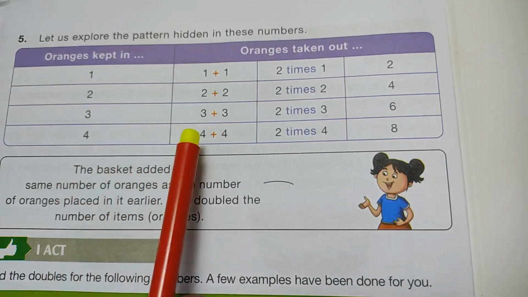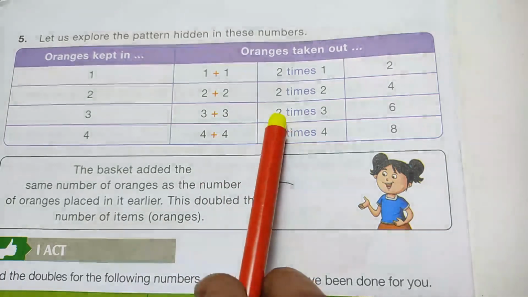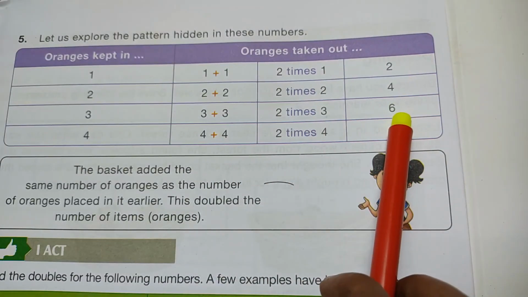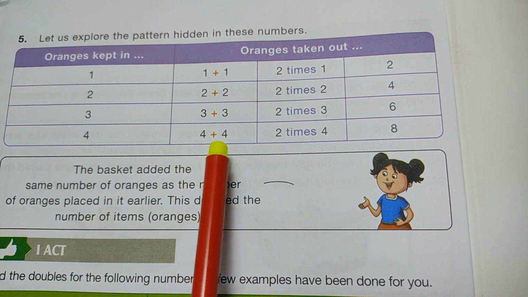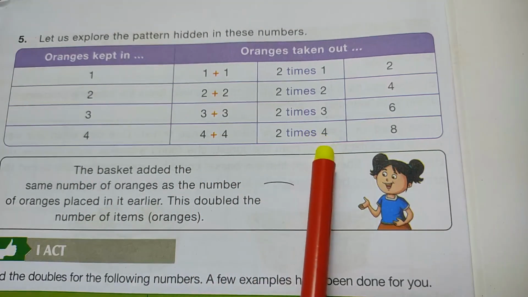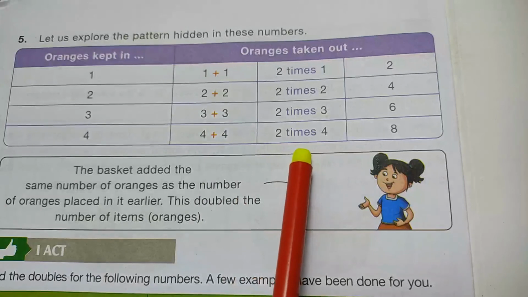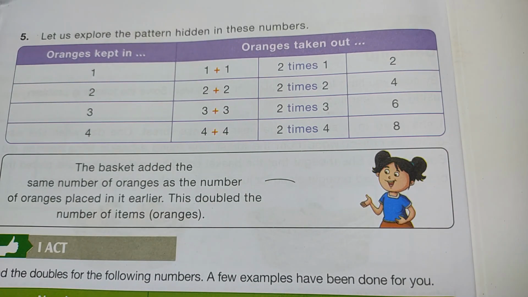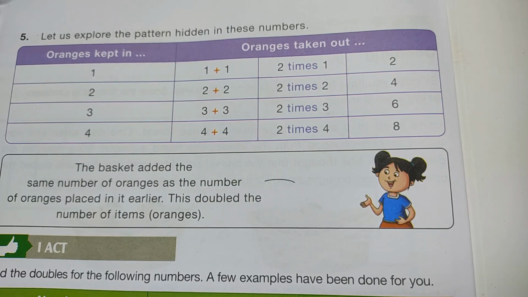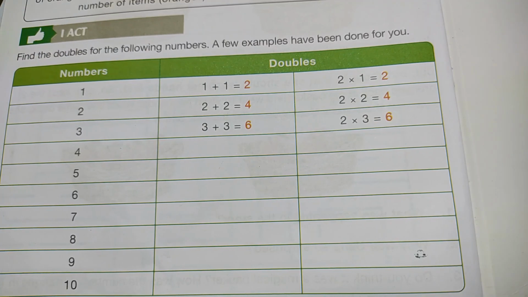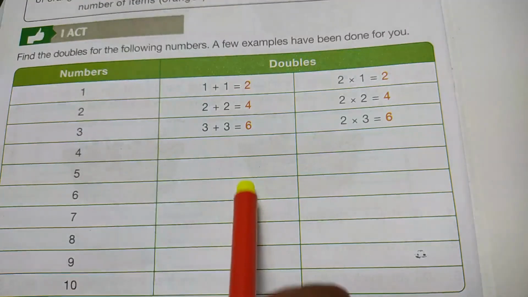3. 3 plus 3 means 2 times 3 is 6. 4. 4 plus 4, 2 times 4 means 8. Now this is the addition fact and this is the multiplication fact. The basket added the same number of oranges as the number of oranges placed in it earlier. This is double the number of oranges. Children, find the doubles for the following numbers. A few examples have been done for you, and then complete this.